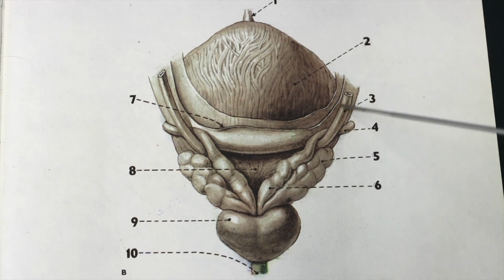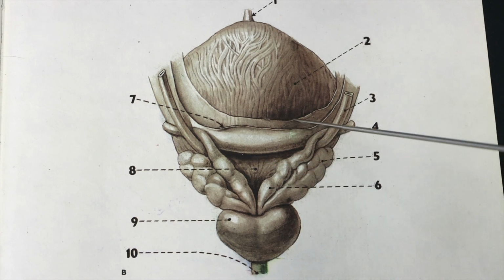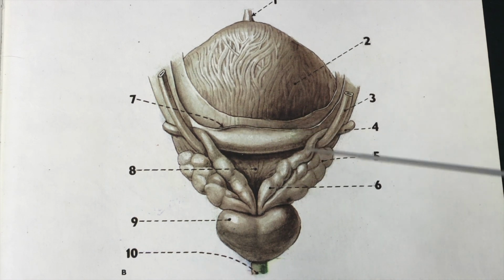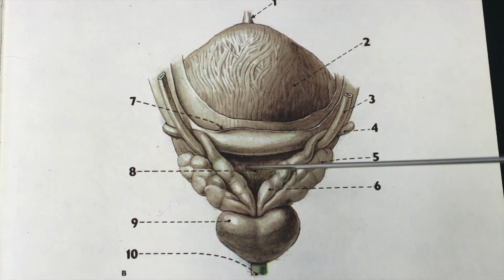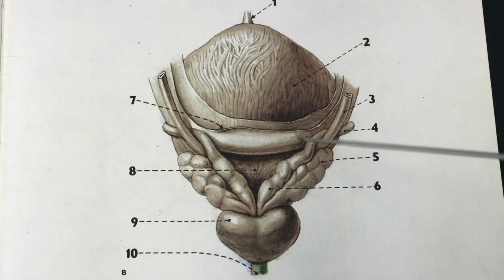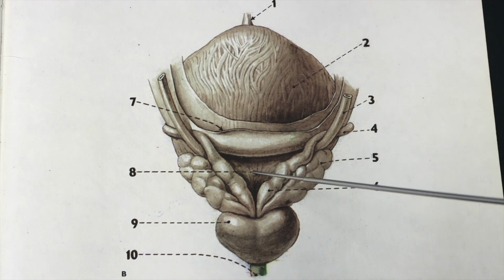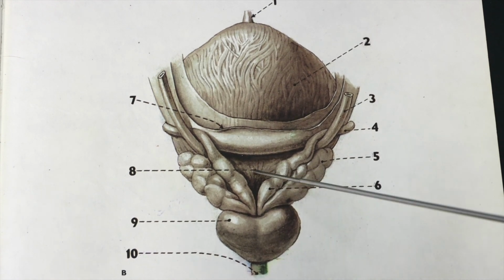And here is the ureter, which is crossing the ductus deferens. Here is the peritoneum, and here is the region of the fundus of the urinary bladder, which is between the ampullar parts of the ductus deferens. It's called the interampullar trigone of the urinary bladder. It's the place.